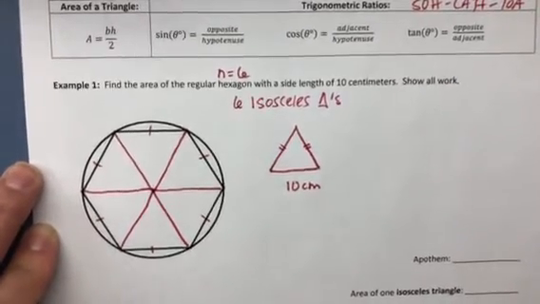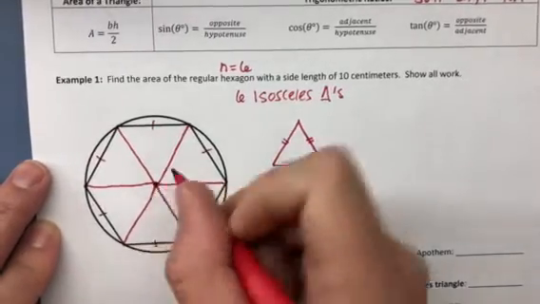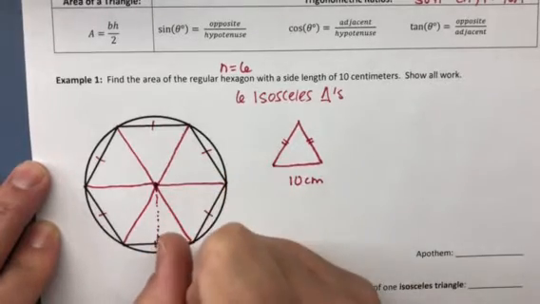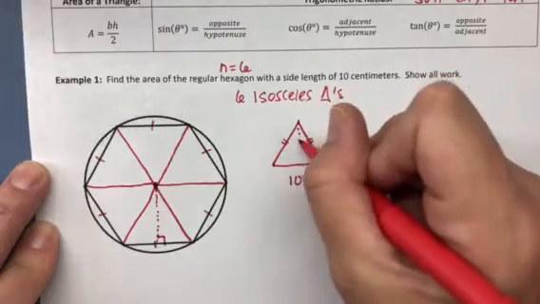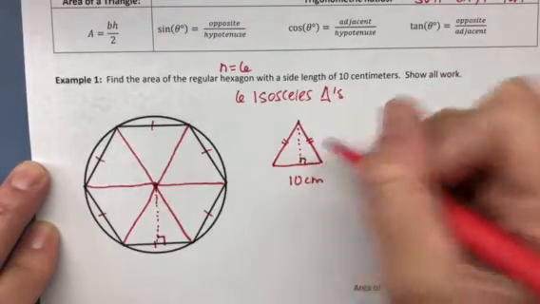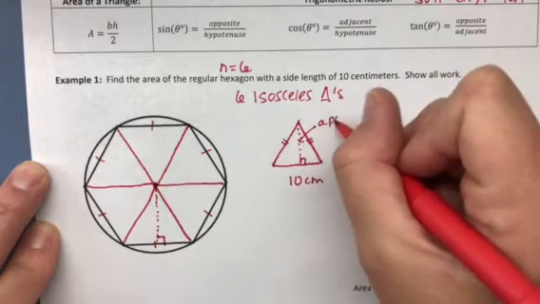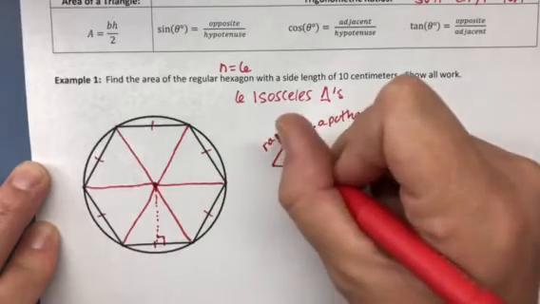So if we consider the apothem of the shape, from the center straight down to that midpoint, it's always perpendicular to the side. That is the apothem. So in this picture, that would be the apothem. And both of the sides of the triangle are the radii.